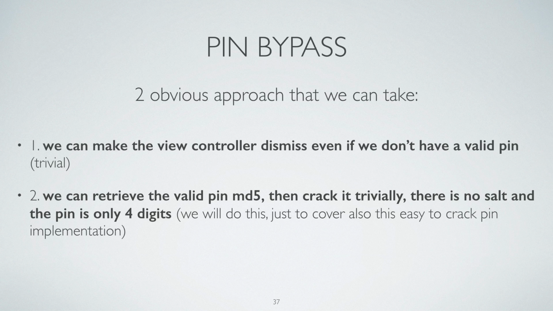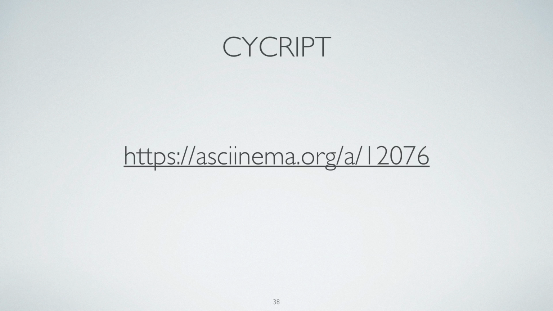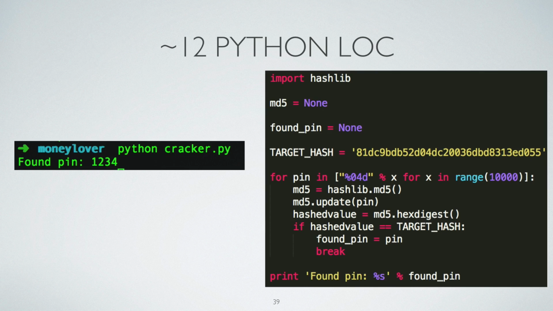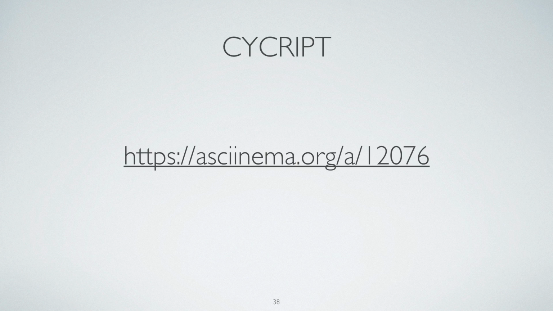The first one is that we can dismiss by ourselves the view controller by attaching with a debugger to the application and hijack the code and simply dismiss this view controller. And the other one, we can query the application for the valid MD5 and we can crack it brute forcing, like I will show to you, because it's the most interesting part, with this 12 line of Python. Now I will show to you how I can retrieve.